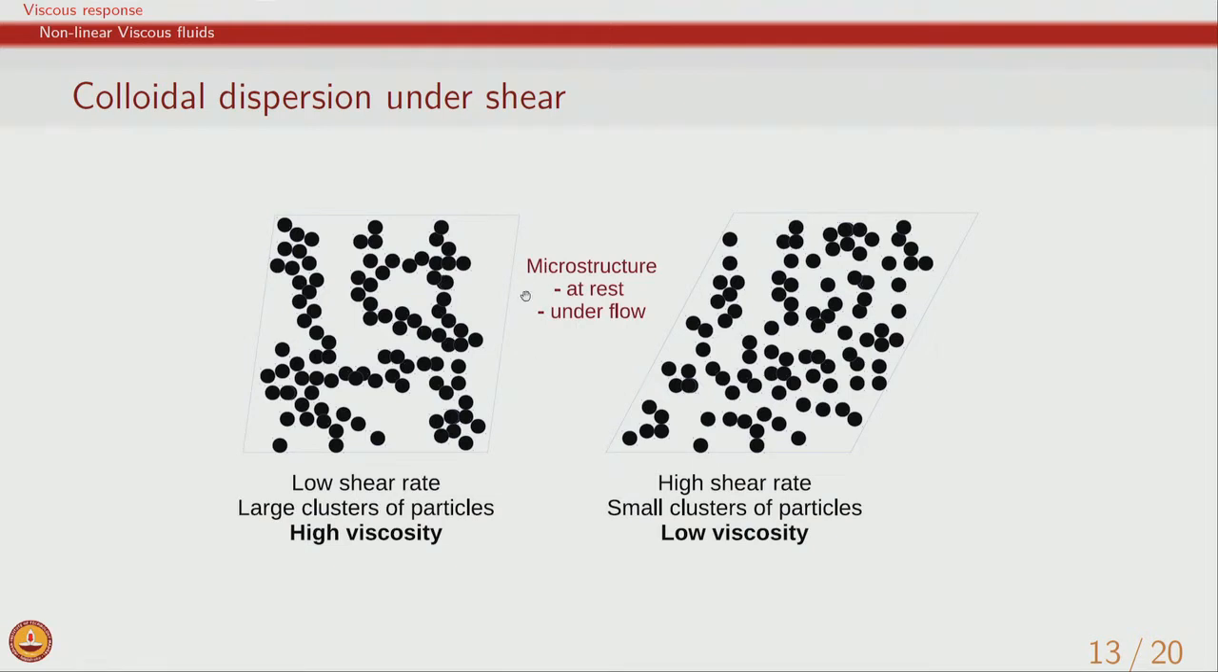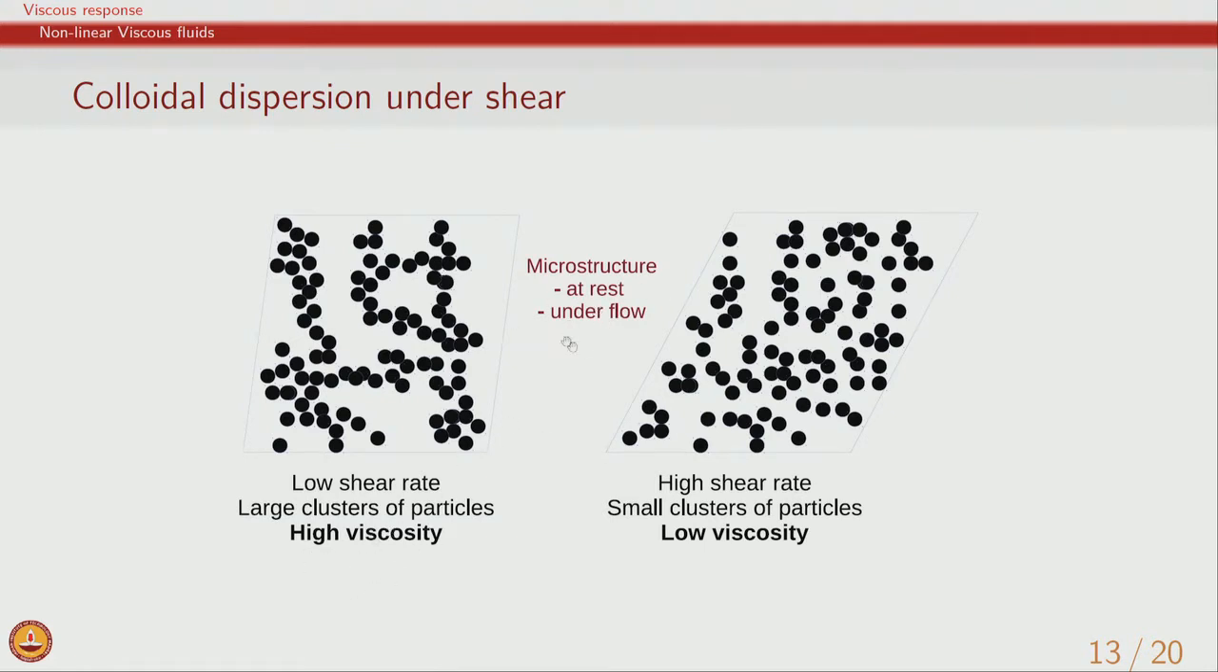Now, let us look at what we already saw in the first class as to what happens to a colloidal dispersion under shear. So, for example, the microstructure at rest would incorporate many of these particles agglomerated with each other and forming a network. So, when this network is disturbed at low shear rates, since there are very large crystals, the high viscosity is experienced.